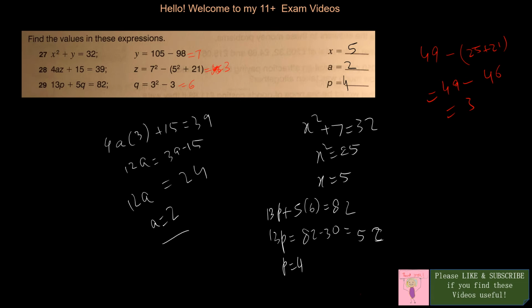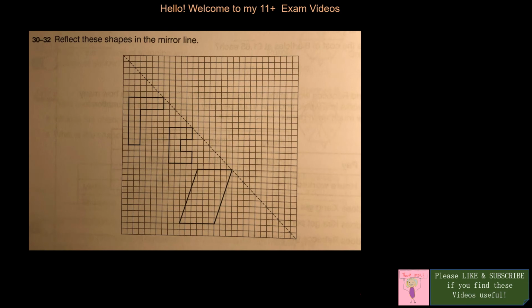Okay. The next one is reflect these shapes in the mirror line. So you will be using a ruler to do this. I don't have one to use here, so I will use freehand. I will try to count squares, and we'll put in the dots first and then we'll join the dots. So that's how we'll do it.